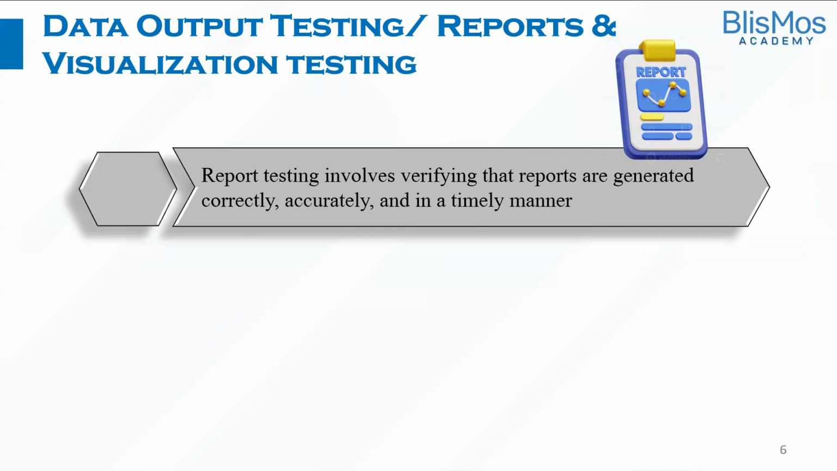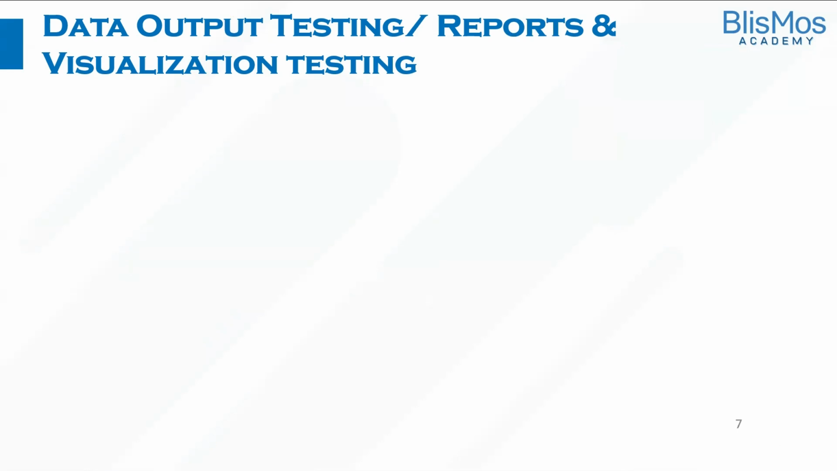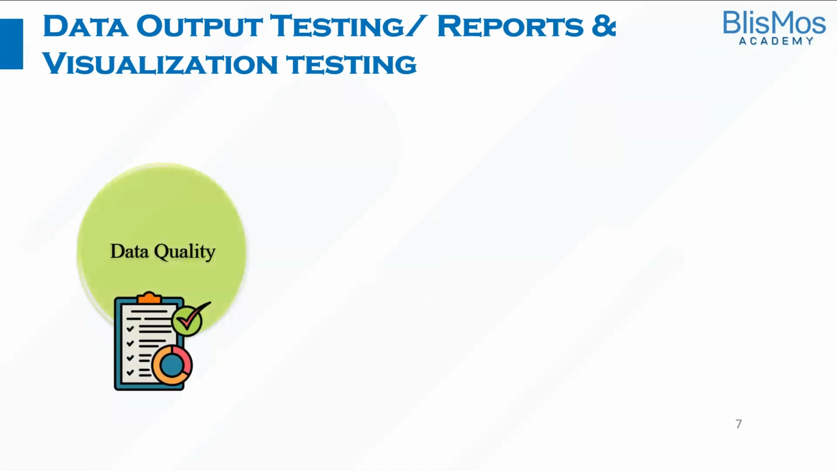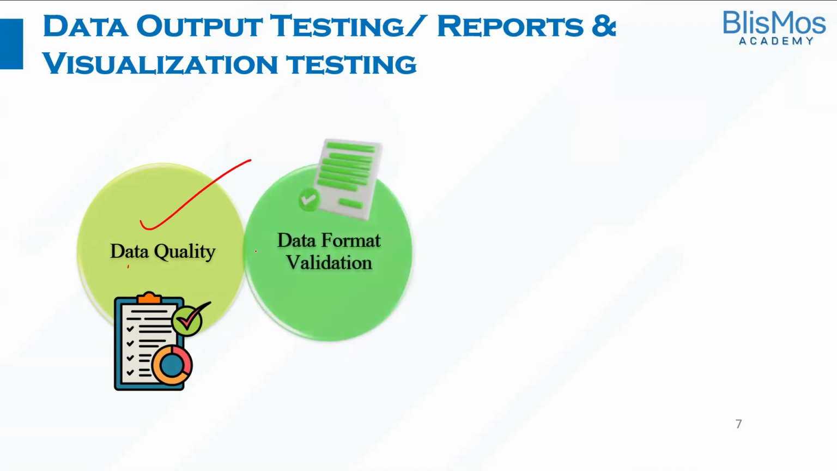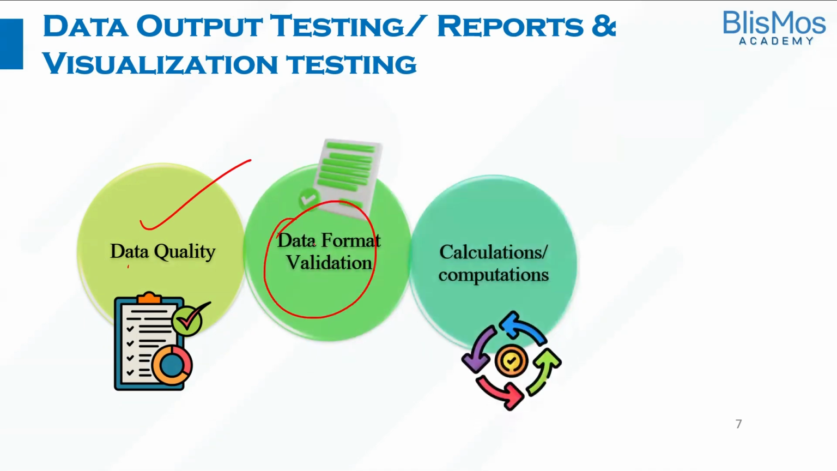Report testing involves whether the reports are generated correctly, accurately, and in a timely manner. Many aspects should be done as a part of the report testing. Some of the important aspects are whether the quality of the data represented is proper or not, whether the format specified in the requirement is proper or not, and calculations and computations, very important.